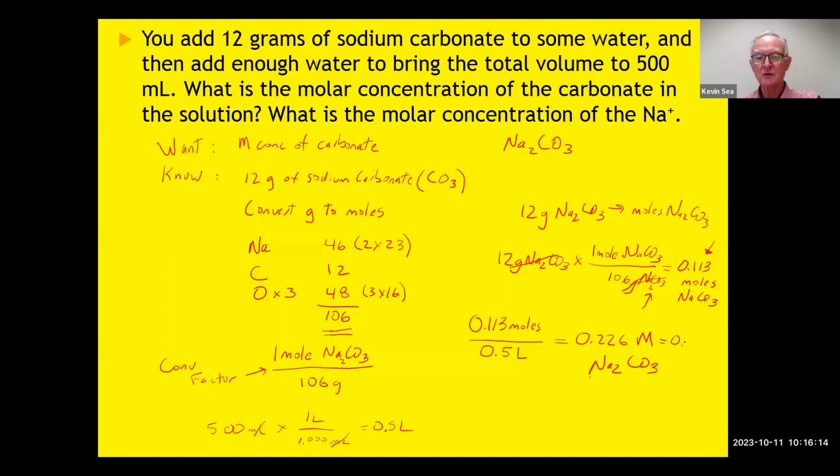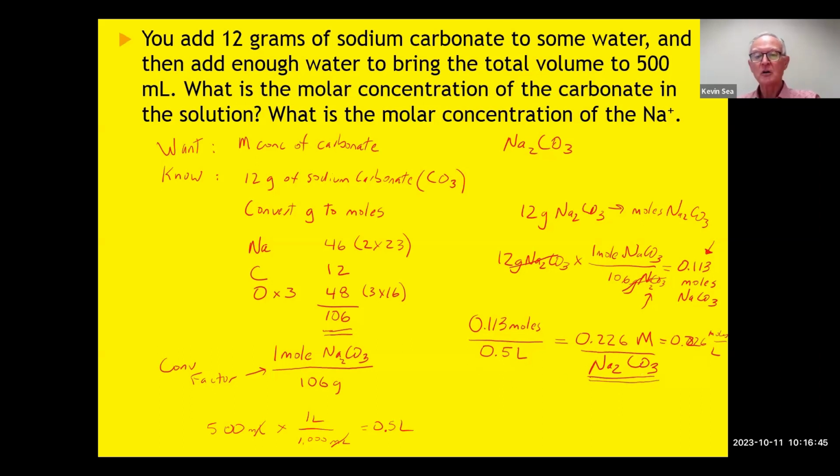So we could write 0.226 M. Do you care if we write moles per liter versus just molarity? No, it's the same. Capital M is just the abbreviation. If you wrote moles, that's different, but moles per liter is fine. All right. So if we've got 0.226 molar sodium carbonate, how many moles of carbonate do we have?